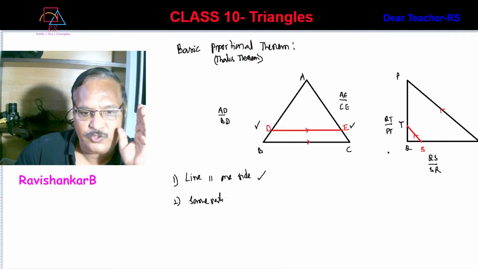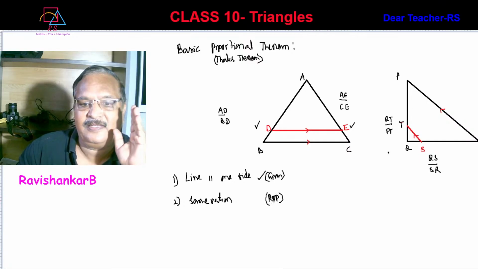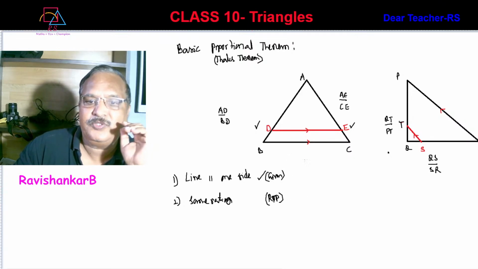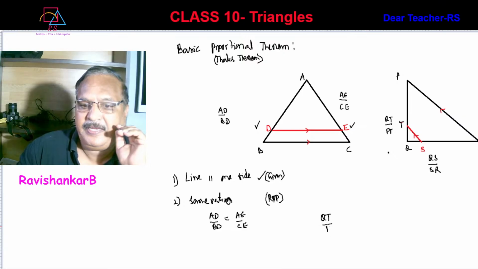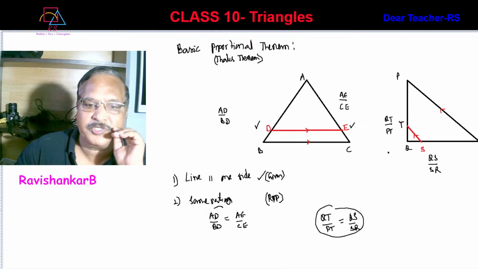This is the result, given one line parallel to a side. They divide the sides in the same ratio. So for this triangle, AD by BD is equal to AE by CE. For the second triangle, you will get QT by PT is equal to QS by SR. So this is what is called the basic proportionality theorem.